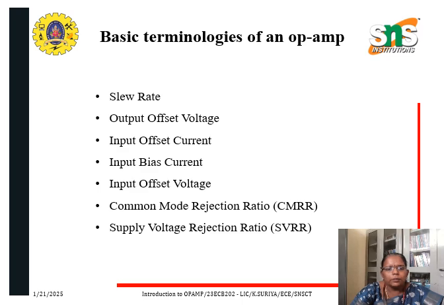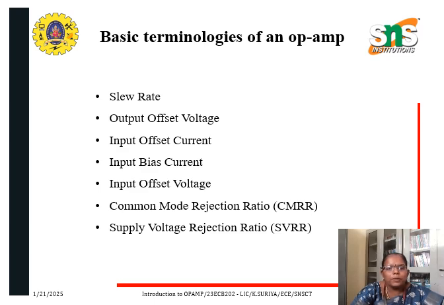Next one is input offset current. It is the magnitude of the difference of current entering the inverting and non-inverting terminals when no input voltage is given to the op-amp. Next one is the input bias current. And next one is input offset voltage. It is a voltage applied deliberately either at the inverting or non-inverting terminals of the op-amp to nullify the effect of output offset voltage. Next one is common mode rejection ratio.